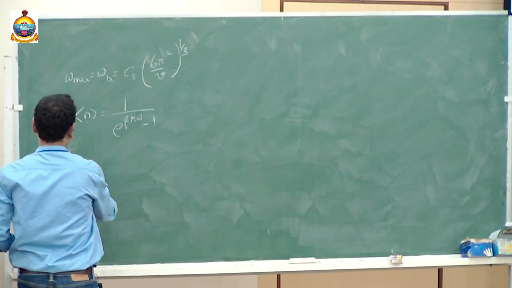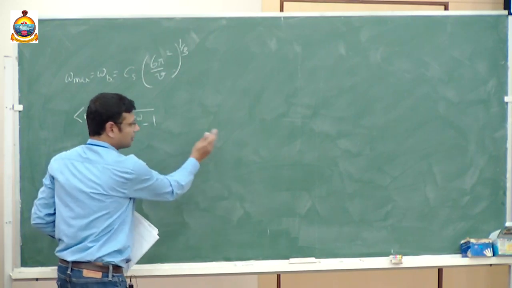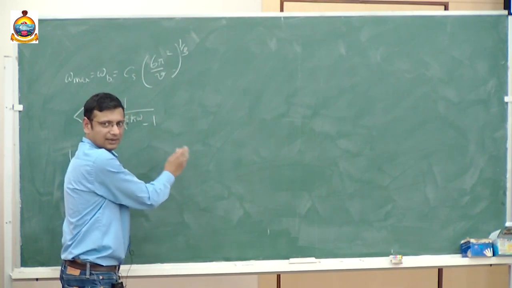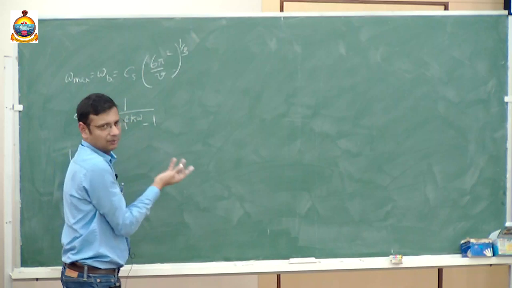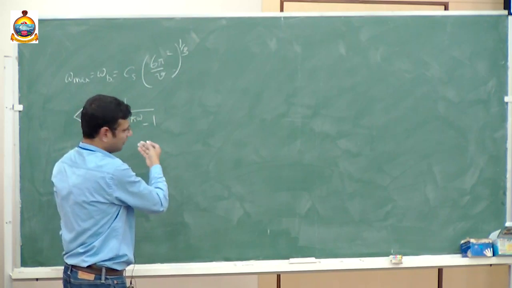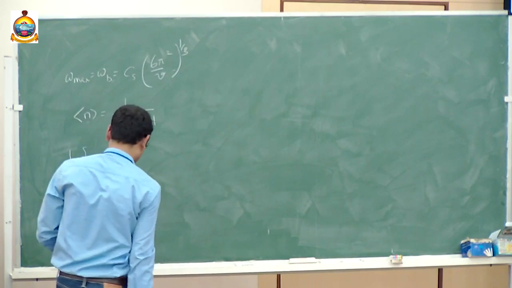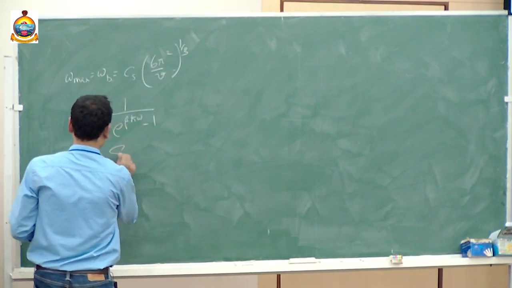Now I just write the total energy for the system. And when I write the total energy of the system, I'll ignore the zero point energy, because the zero point energy does not depend on temperature, and therefore it won't contribute to the specific heat. So I'll ignore that part. I won't write that part.